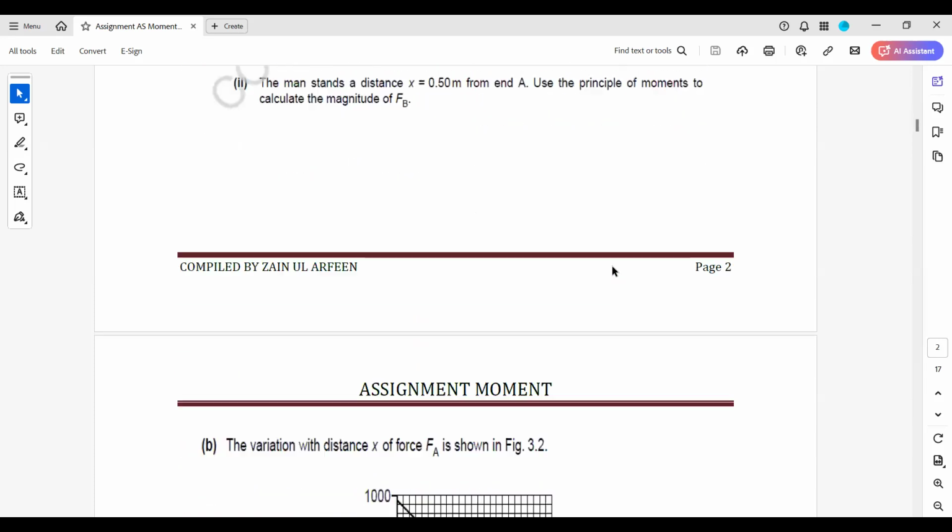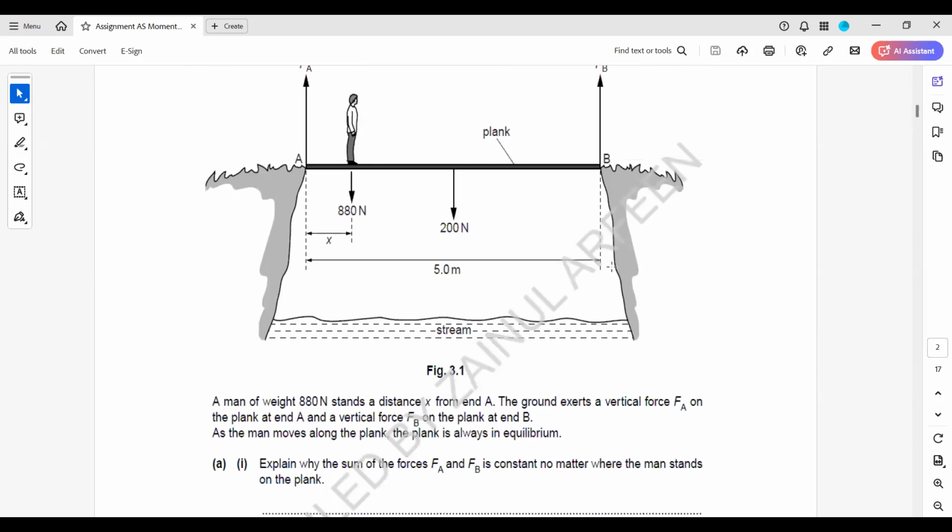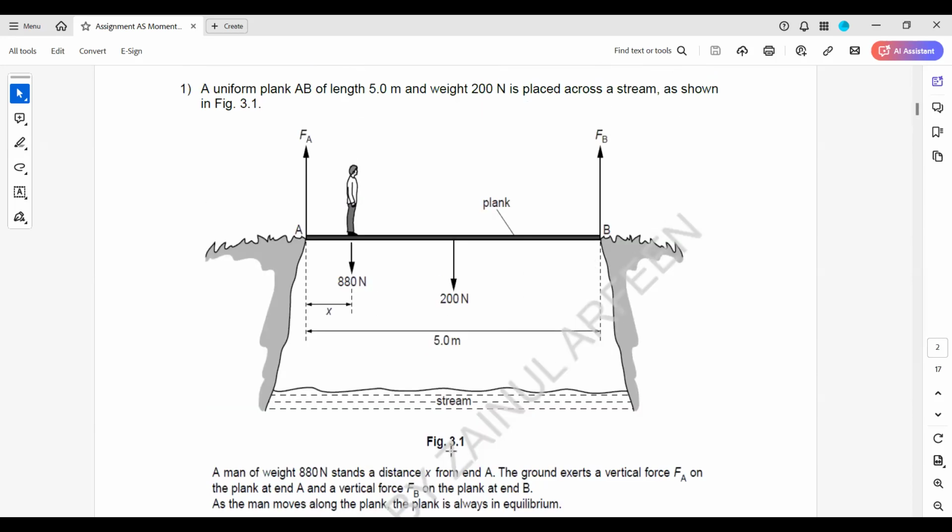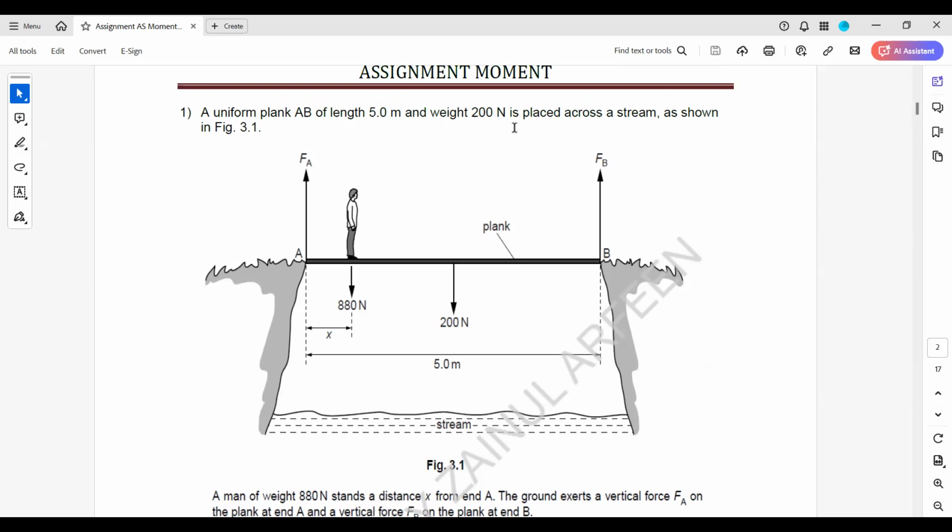Now we need the magnitude of Fb. Whenever you see 2 points of contact in a question, you have to take one as a pivot. It's up to you. Any one of them you can take as a pivot. For example, I'm taking A as my pivot. So if I take A as a point of rotation or pivot, I'll take all the moments about A.